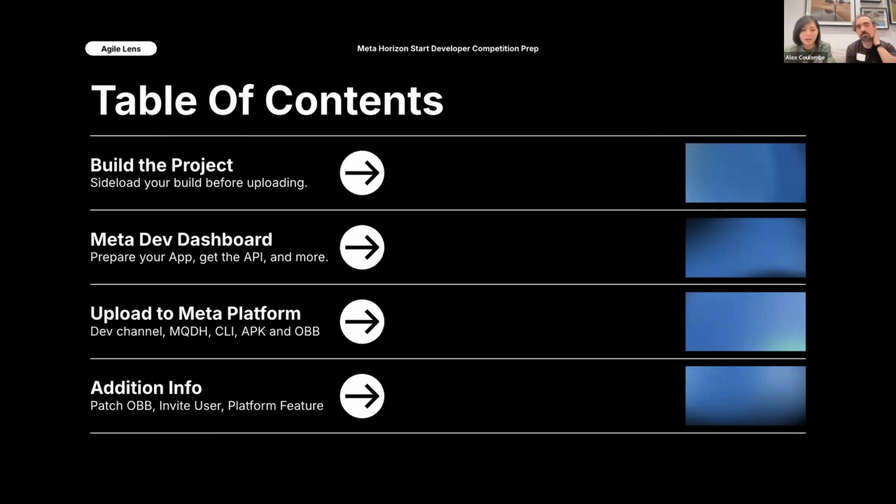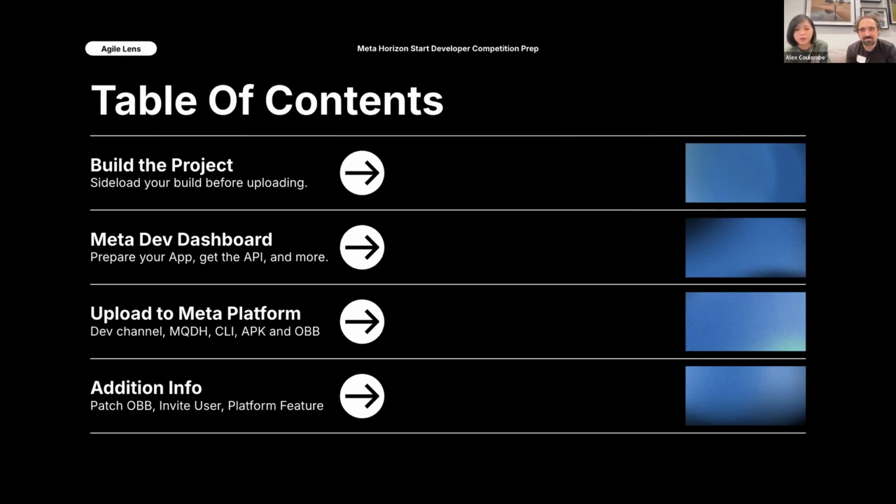Then the next part, we will just very briefly go to the Meta Dev Dashboard. I believe Fabian already covered a lot of that in the previous session. So we're just going to quickly fly by those to get the information like the API and stuff we need from there. And then we will cover how to upload to Meta platform. For Unreal, we have 3 different ways. We can either use MetaQuest Developer Hub or CLI. And the third thing that is different from the Unity side is we can also do it from inside Unreal. I guess we can also do it from inside Unity, but that's just a slightly different interface.